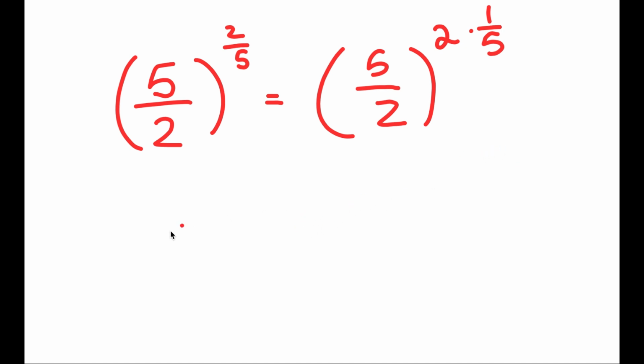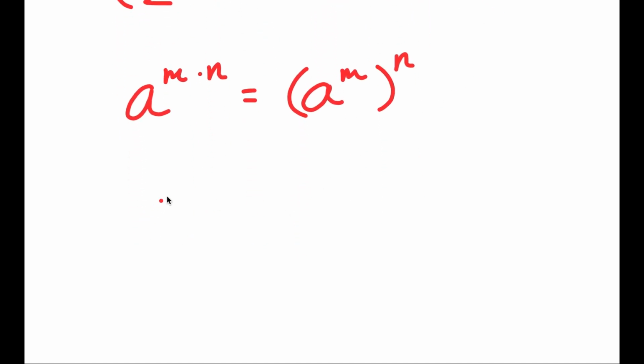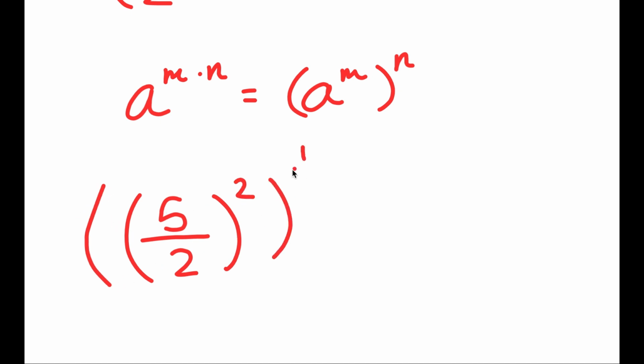Now from here, I can use the property a to the power of m times n is equal to a to the power of m, to the power of n. So (5/2) to the power of 2 times 1/5 turns into (5/2) to the power of 2, to the power of 1/5.